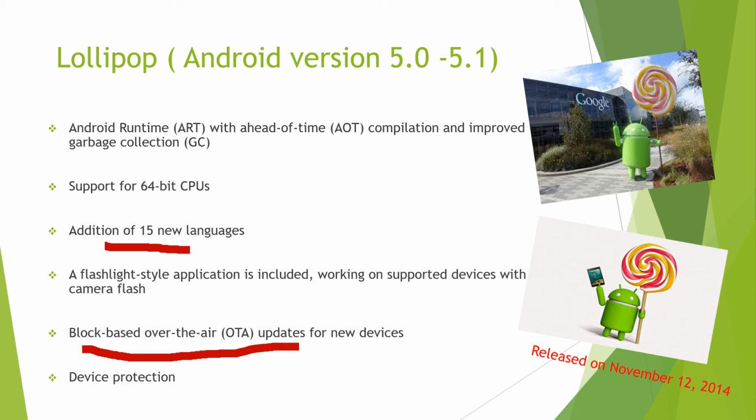Another important feature introduced in Lollipop was device protection. For example, if a device is lost or stolen, it will remain locked until the owner signs into the Google account with which he had initially signed in. So he has to sign in with the same Google account to operate the phone. Even if the device is reset to factory settings, you have to sign in with the Google account to continue. So these are some of the features introduced in Lollipop.